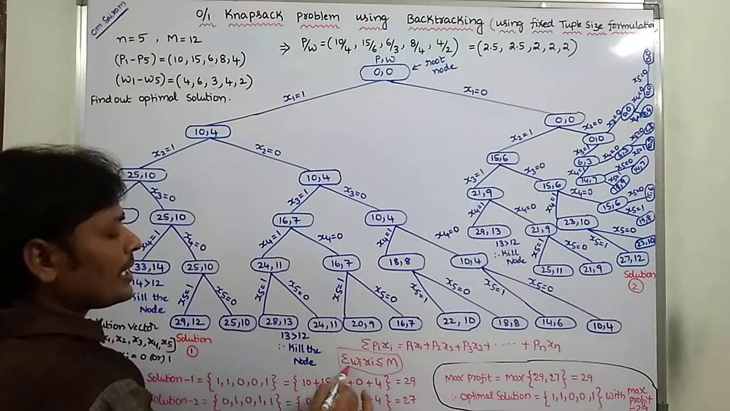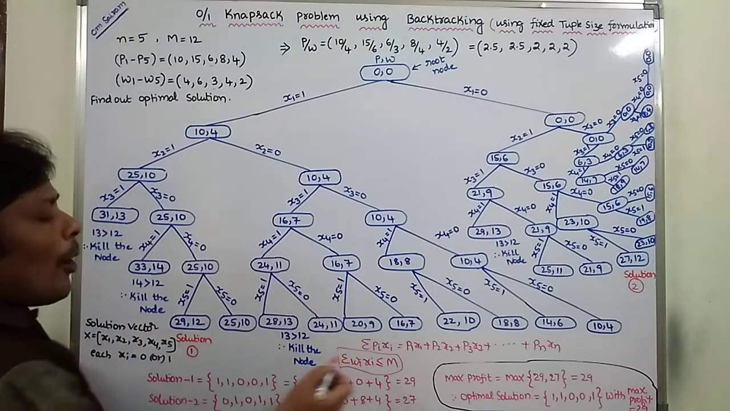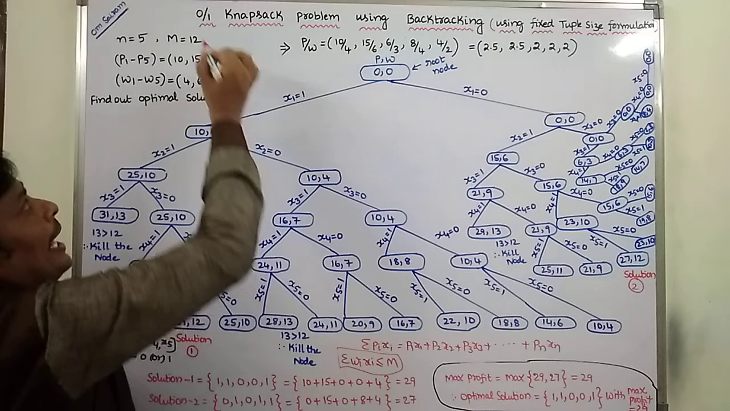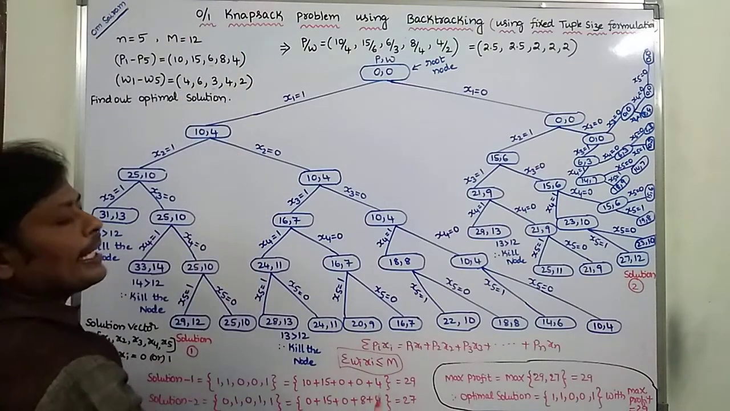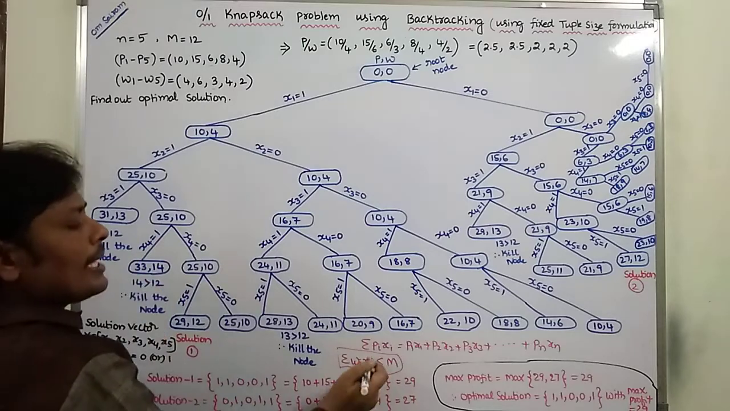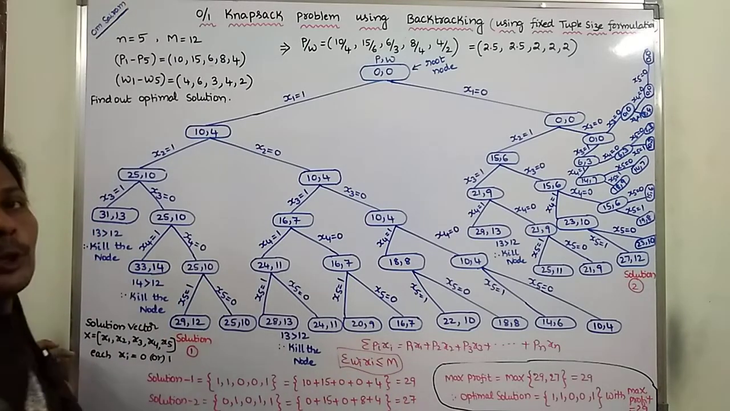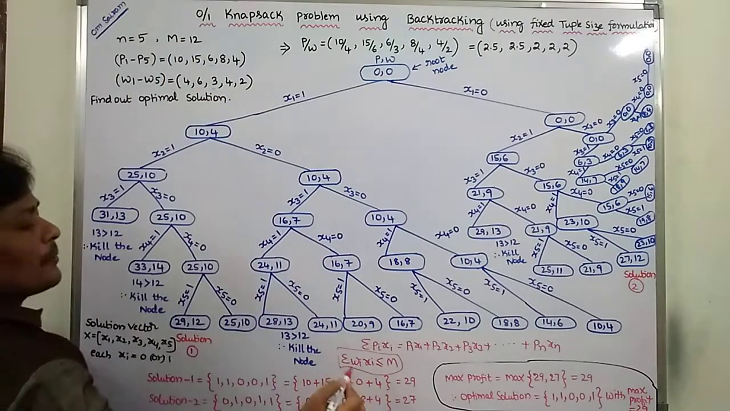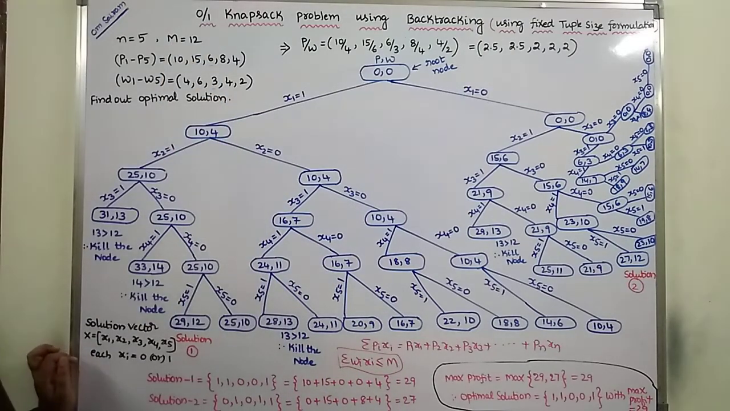Here three objects are considered. The three objects' weights total 13, and the capacity of the knapsack is 12. Is 13 less than or equal to 12? Here 13 is this one, 12 is this one.